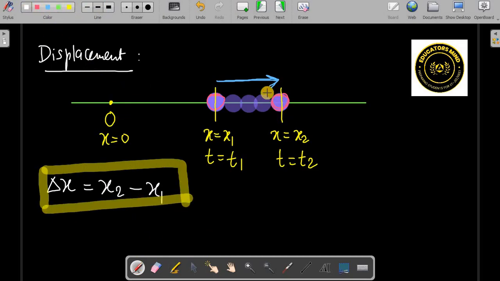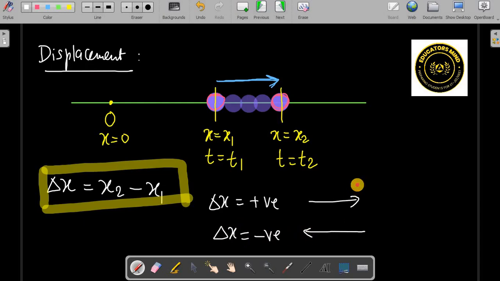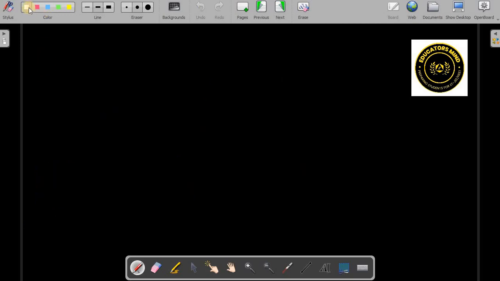Displacement can be positive, it can be negative. If delta x is positive, then the body is moving towards the right side. If delta x is negative, the body is moving towards the left side. So positive and negative direction is included here itself, and it's a vector quantity. Then next, let us talk about distance.